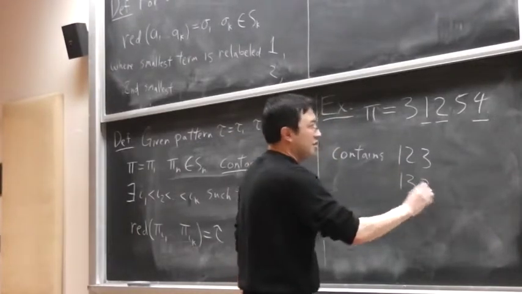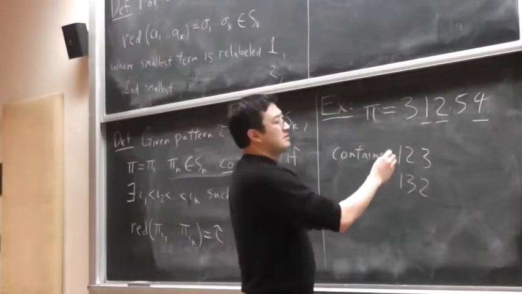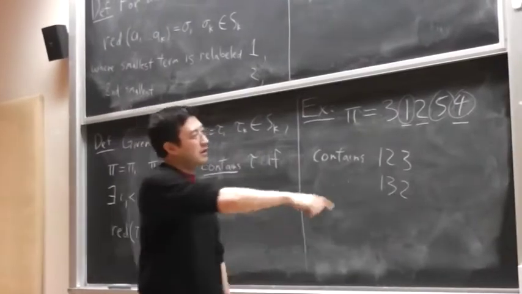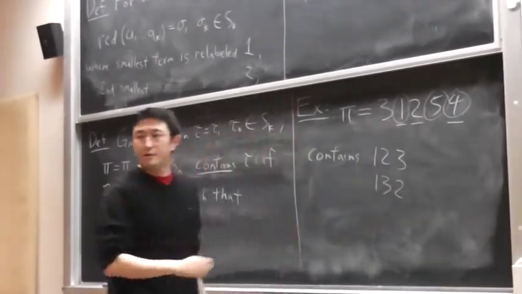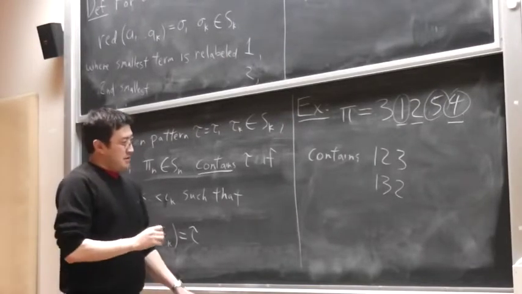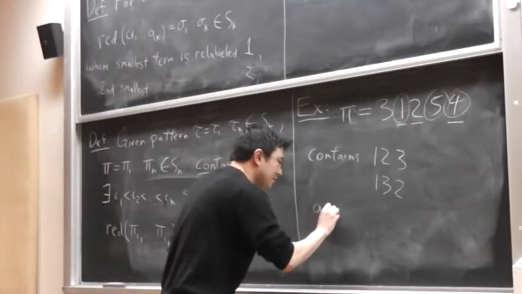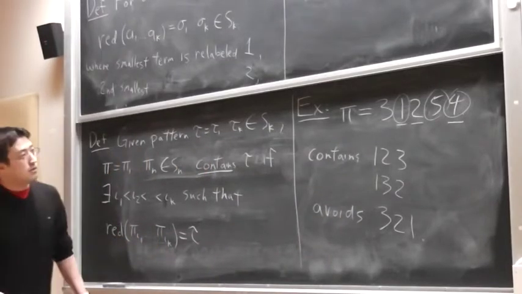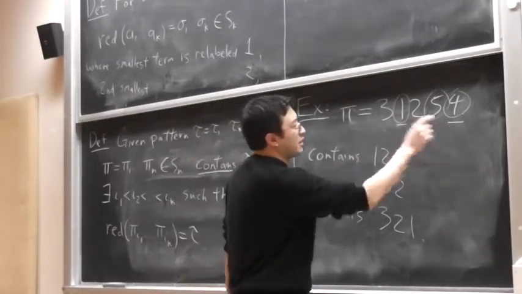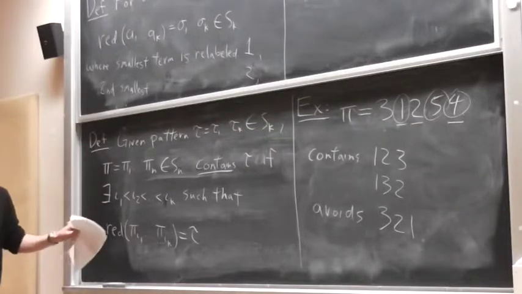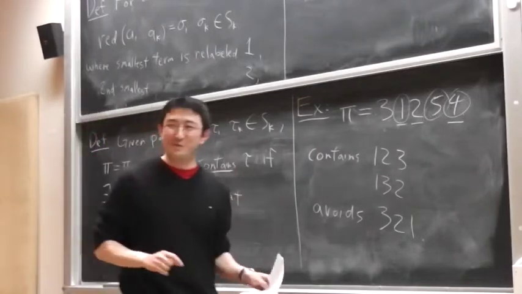Contains a 1, 3, 2 as well. So there's kind of a low term, a high term, and a middle term. Right? And again, the entries do not have to be adjacent. But it avoids, say, 3, 2, 1. So you can't find any 3 terms that are in decreasing order. So, hope this is clear. If not, then the rest of the talk will make no sense.